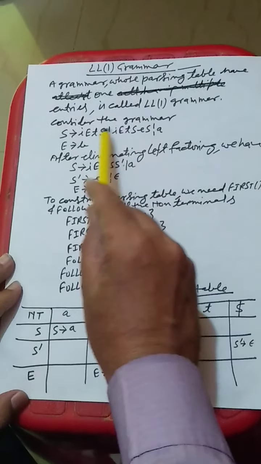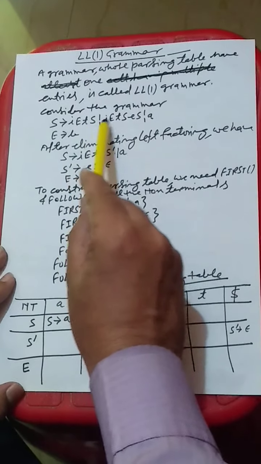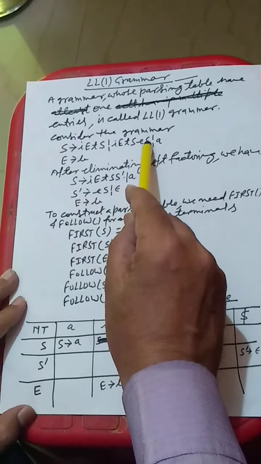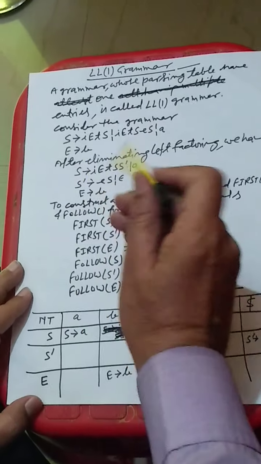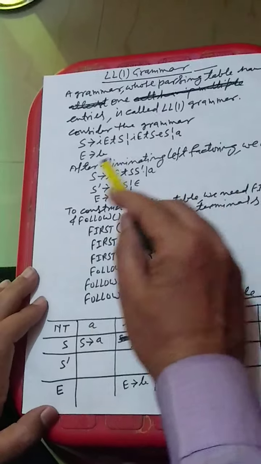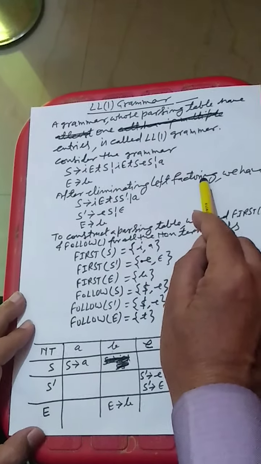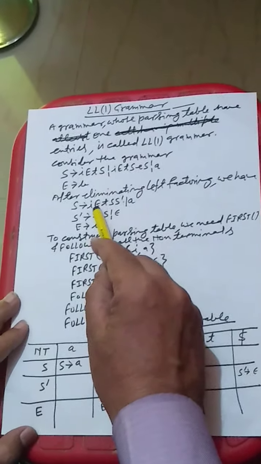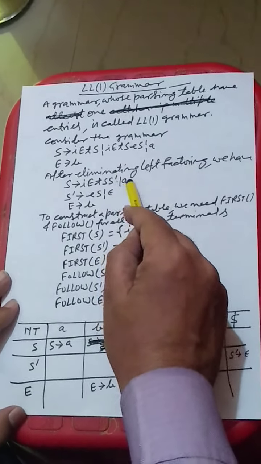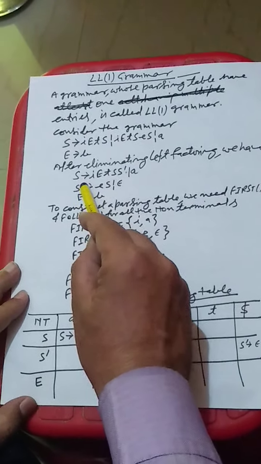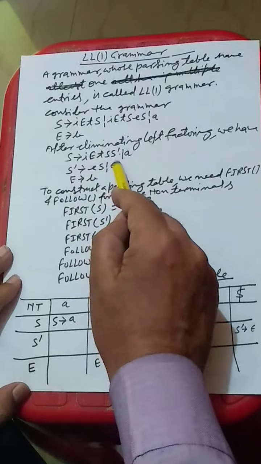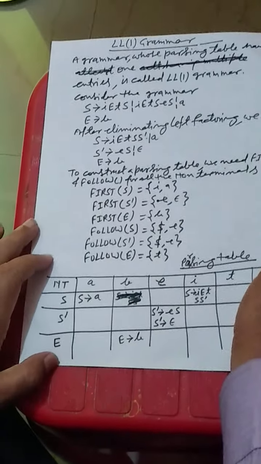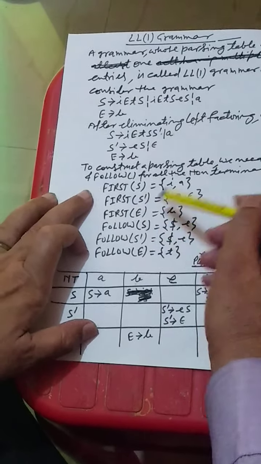Now consider the grammar as S produces ITS. The second production rule is S produces IETSES, and the third is S produces A, and capital E produces B. So after eliminating left factoring, we have S produces IETSS dash or A, and the second non-terminal S dash will be introduced, and this S dash produces ES or epsilon, E produces B. So we have to next calculate the first and follow.